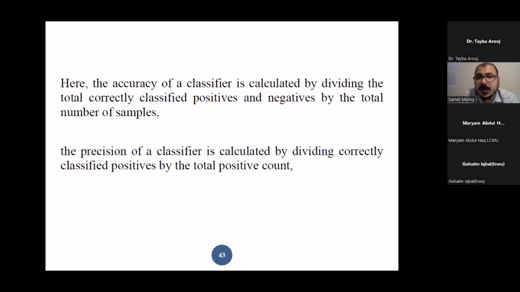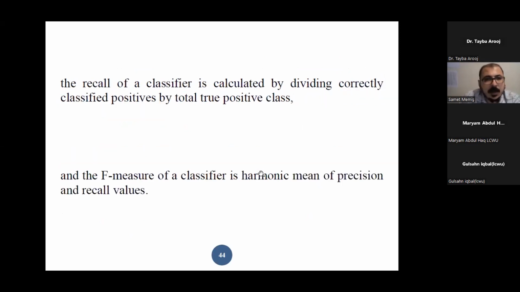The accuracy of a classifier is calculated by dividing the total correctly classified positives and negatives by the total number of samples. The precision of a classifier is calculated by dividing correctly classified positives by the total positive count. The recall is calculated by dividing correctly classified positives by the total true positive class, and the F measure is the harmonic mean of precision and recall values.